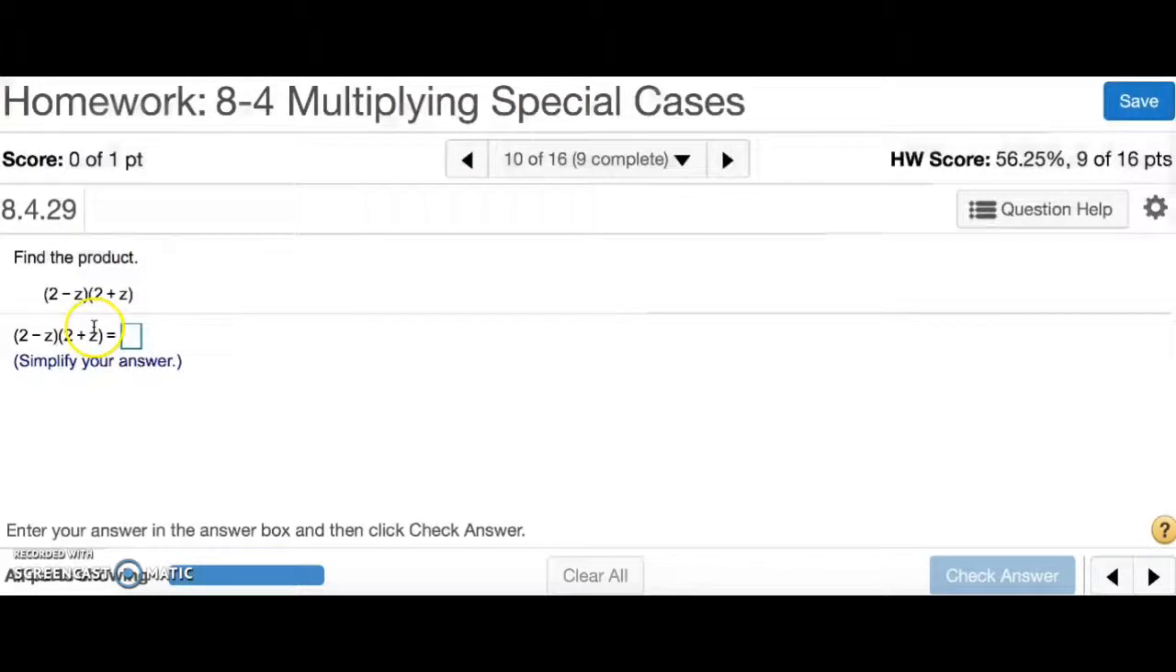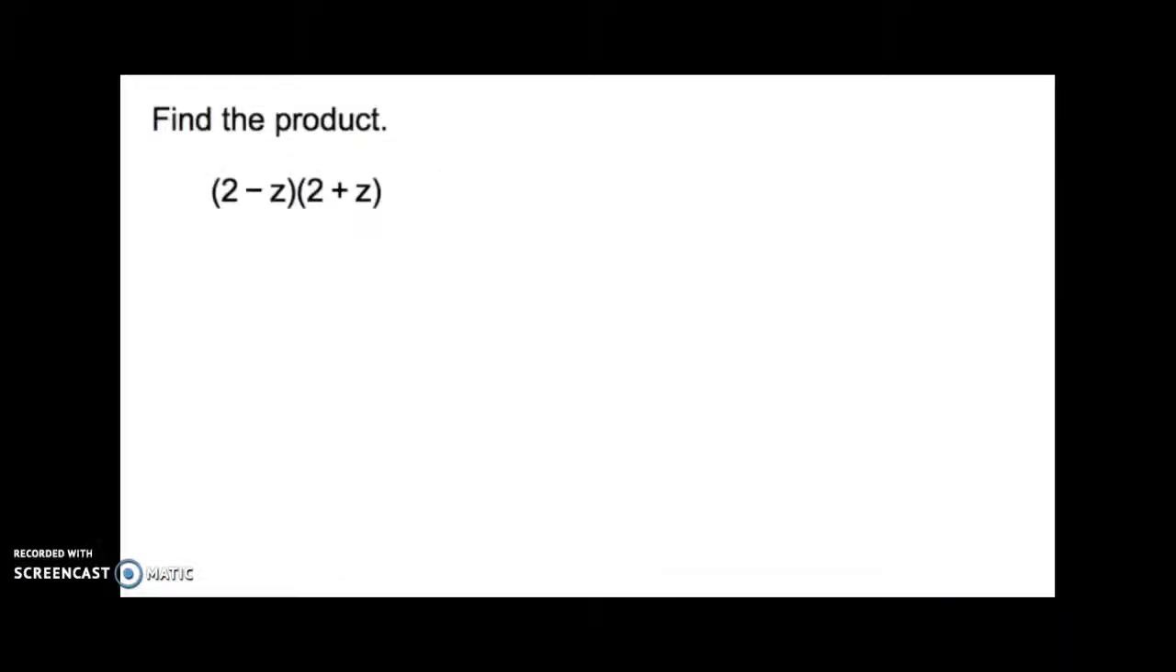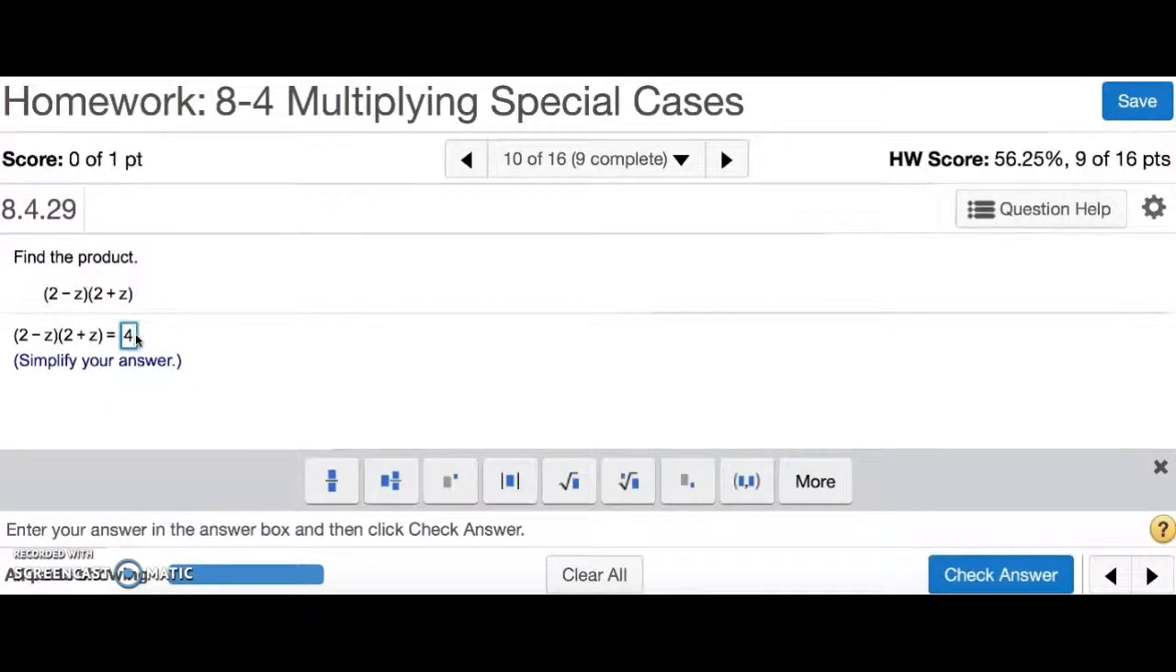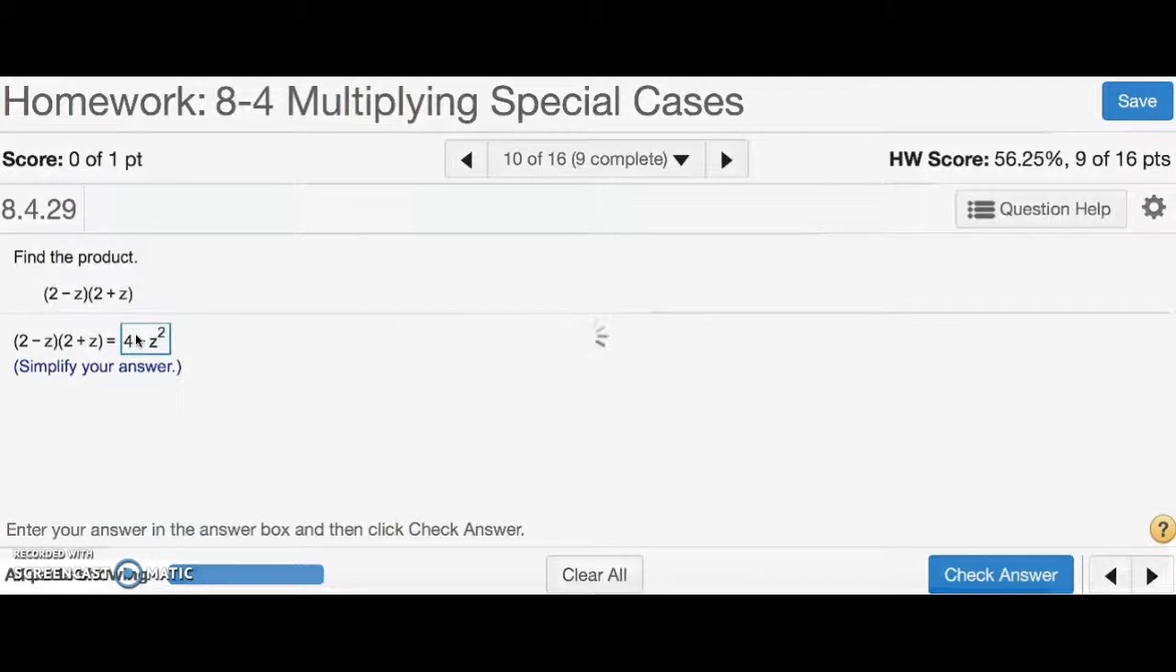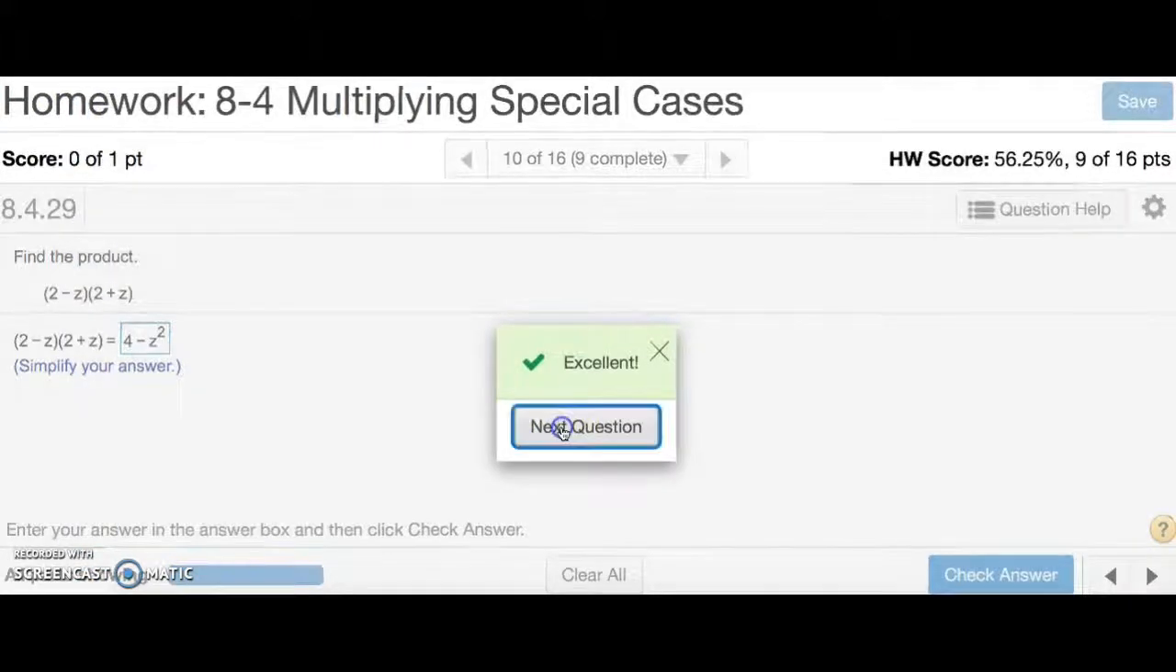Number 10, same thing. Let's take a look at it. So we multiply the first two terms together, we get 4. Multiply the last two terms together, we get negative z squared. So your answer is going to be 4 minus z squared. So let's type it in. So we have 4 minus z squared. And that is number 10.